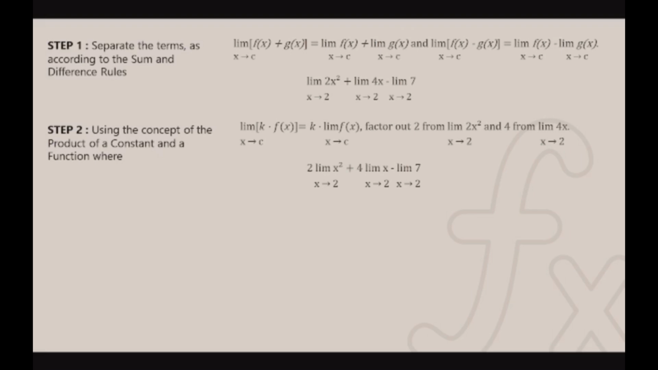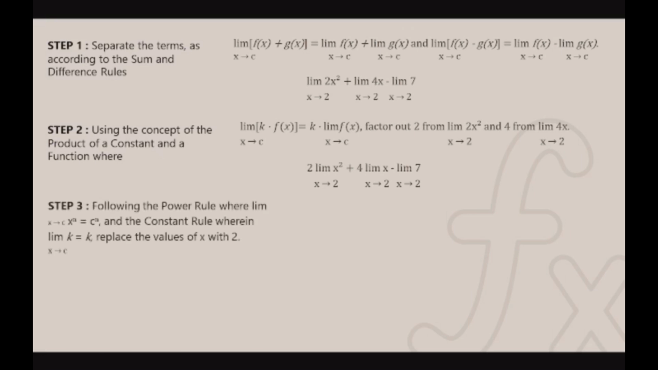It is 2 limit x squared as x approaches 2, plus 4 limit x as x approaches 2, minus limit 7 as x approaches 2. Step 3. Following the power rule, where limit x as x approaches c is equal to c, and the constant rule, wherein limit k as x approaches c is equal to k, replace the values of x with 2. We have 2 limit times 2 squared as x approaches 2, plus 4 limit times 2 as x approaches 2, minus limit 7 as x approaches 2, equals 2 times 2 squared plus 4 times 2 minus 7. Step 4. Simplify the expression.